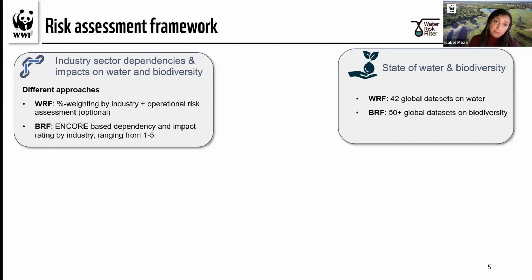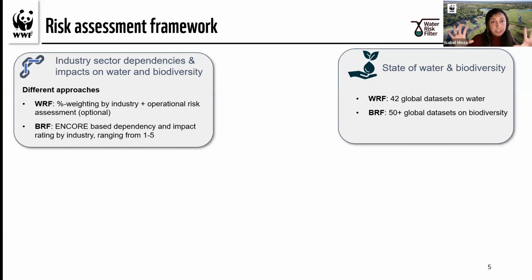Because biodiversity and water resources are extremely location specific, it's super important to know where you or your site are located, to know the state of water and biodiversity. At the moment, within the Water Risk Filter, we have 42 global data sets to inform this, and with the Biodiversity Risk Filter, more than 50 data sets.